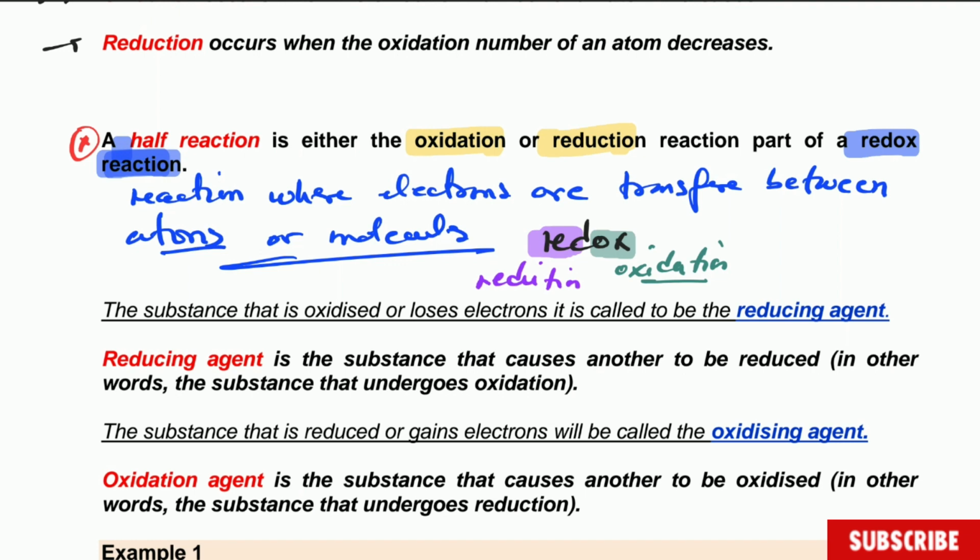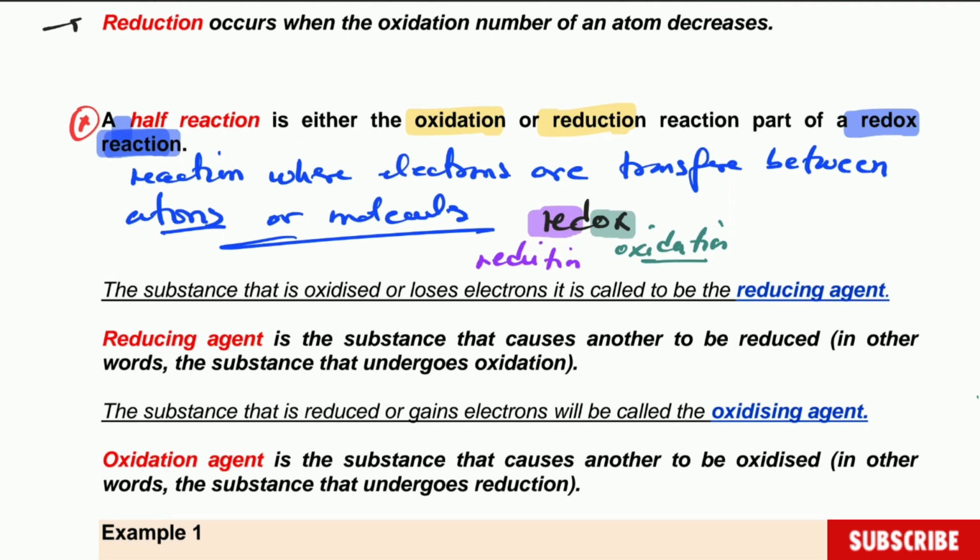Now, what is another concept we must learn? The substance that causes the other one to be reduced is going to be called the reducing agent. So the reducing agent is the substance that causes another one to be reduced. In other words, it will be the one being oxidized. So the substance that is being oxidized is going to be the reducing agent.